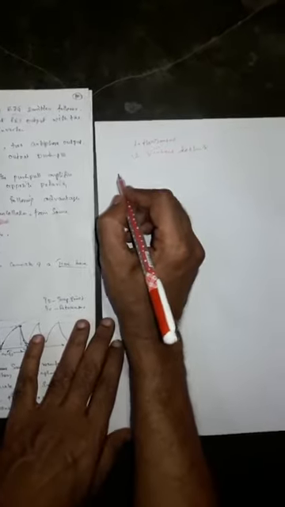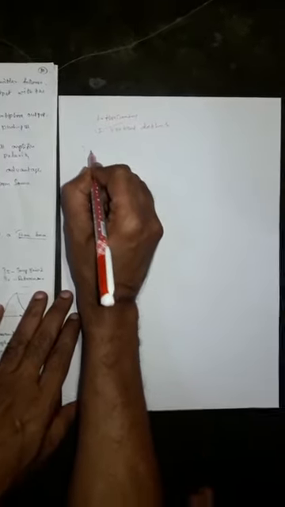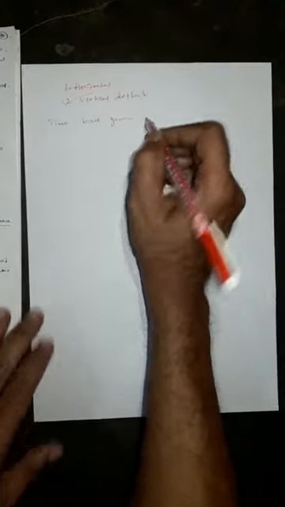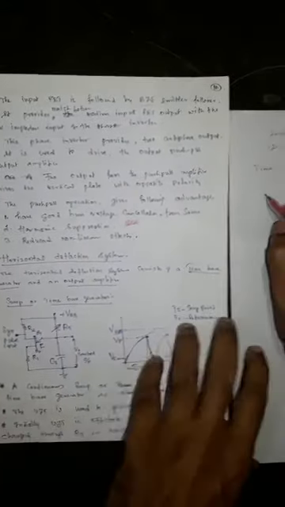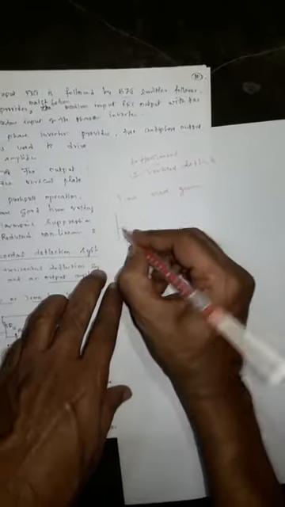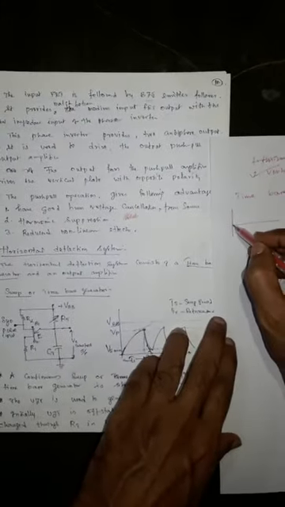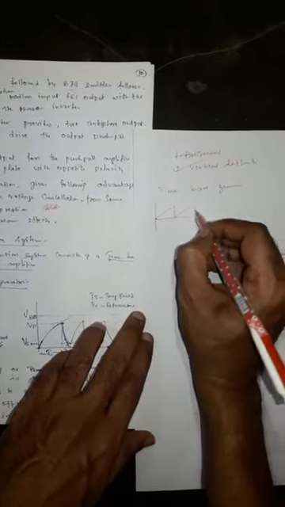The horizontal deflection system actually consists of a time base generator and an output amplifier. Here in the horizontal deflection system, we can see how the horizontal deflection wave, the horizontal sweep generator wave, will be generated.